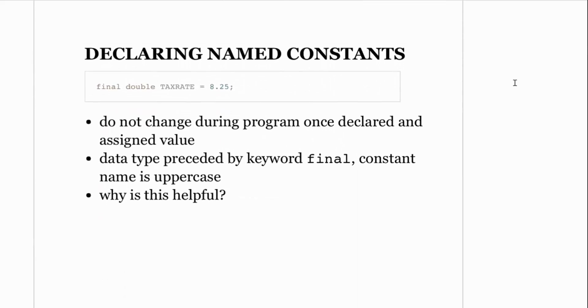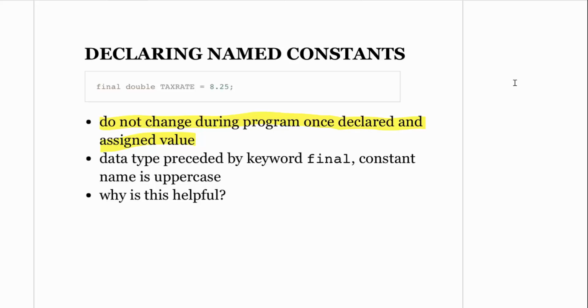So now we're getting into named constants. Earlier we talked about what literal constants were. Named constants are very similar to variables in that you assign a certain name to an identifier and then you give it a value. The one thing that makes it different from a variable is that it does not change. As it says here, named constants do not change during programming once declared and assigned a value. And the way you differentiate between a named constant and a variable, the way you declare them, it's almost exactly the same.